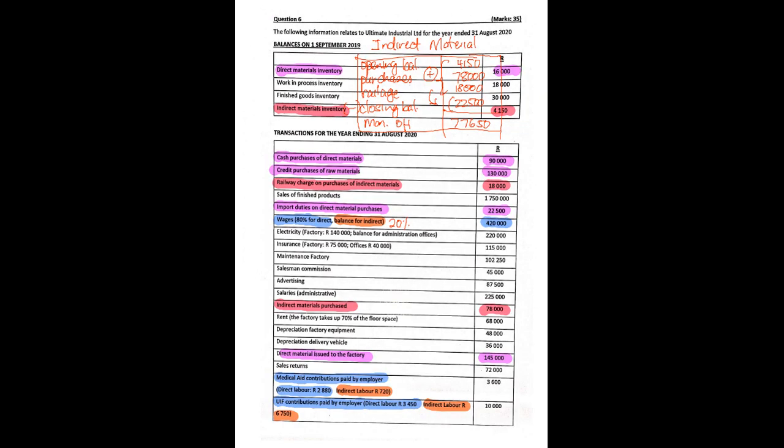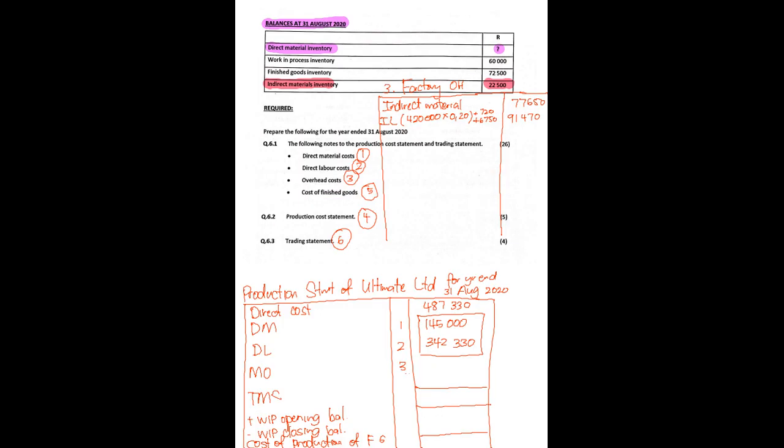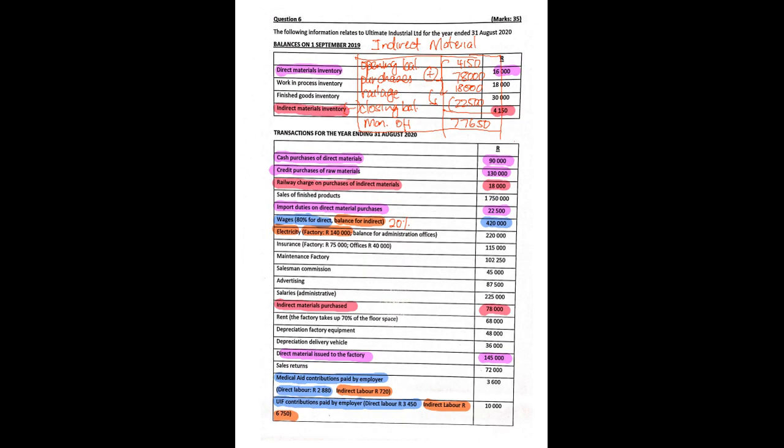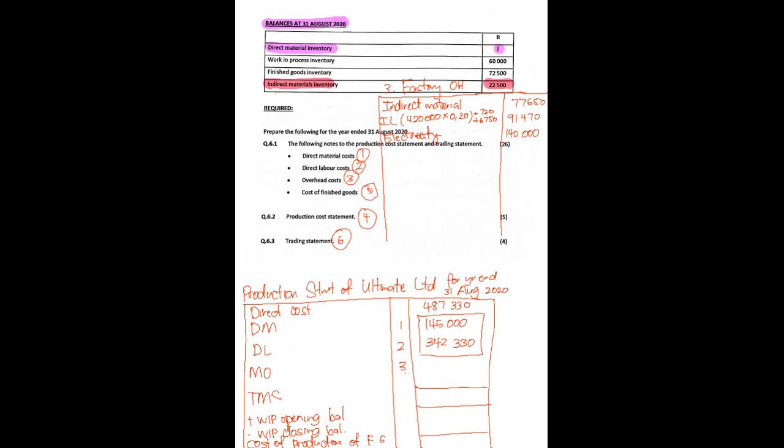Then your next item under your overheads is electricity for the factory. That was 140,000 rand. So I'm just going to write out electricity. Actually, I have space to write out the whole thing. That's 140,000. Then the next item was insurance. For the factory, it was 75,000. So you're going to say insurance, and that was 75,000.